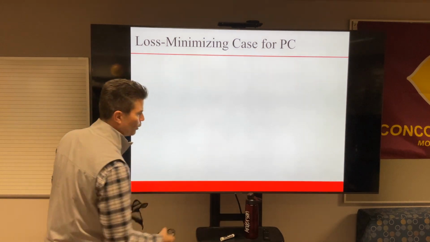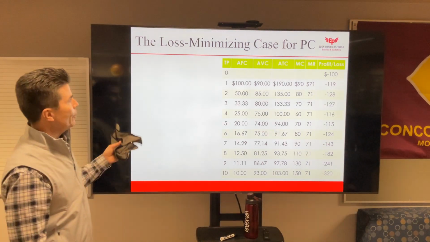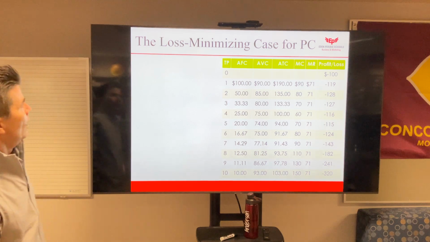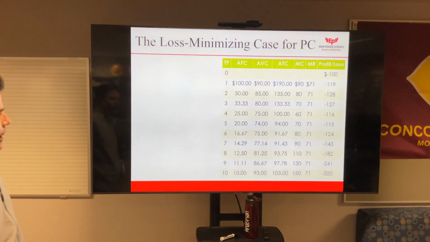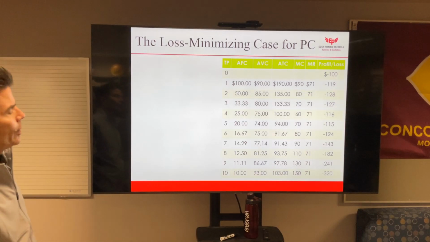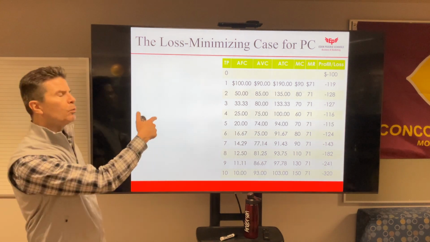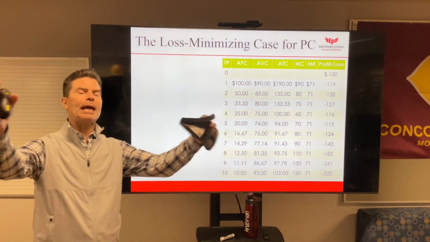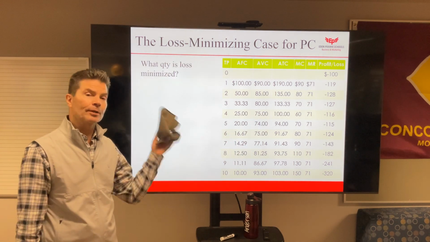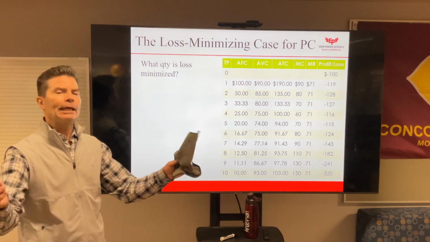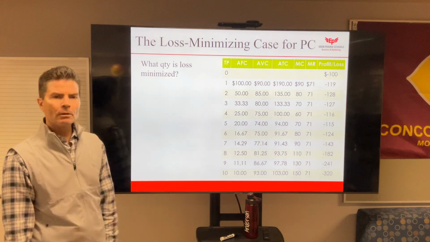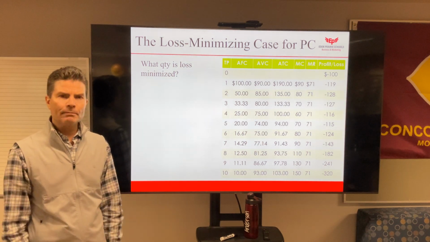All right, so let's go through and see what our next one is. So the next one, let me just take a look at this. All right, so this example here, before I do anything else, I want you to figure out where the optimal quantity would be using MR and MC, right? So that's what this is. What quantity is loss minimized? Figure it out. Pausing. Here it is.